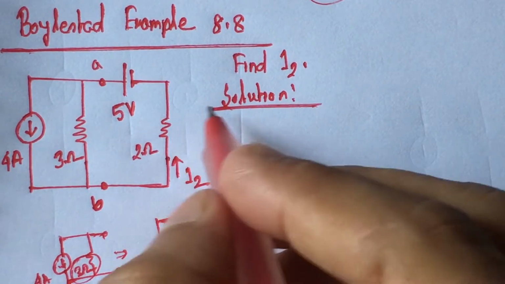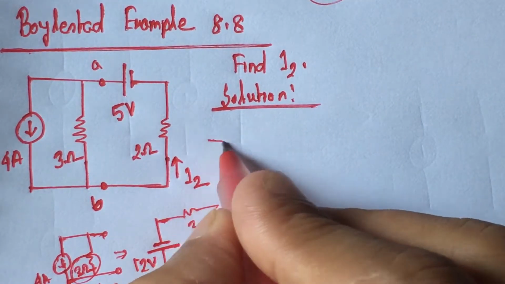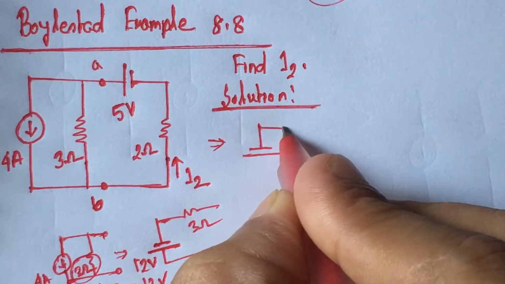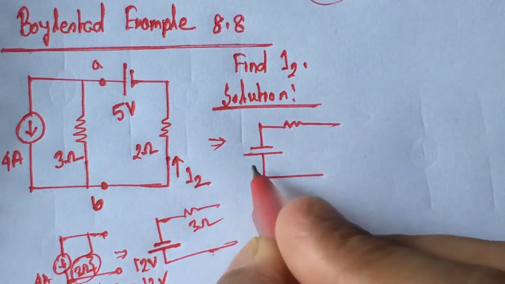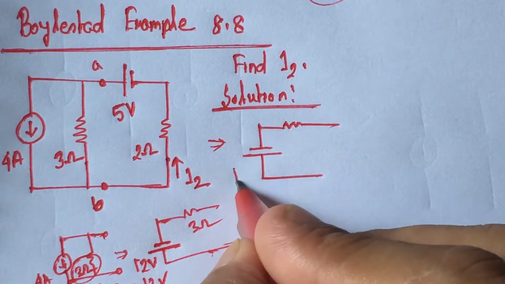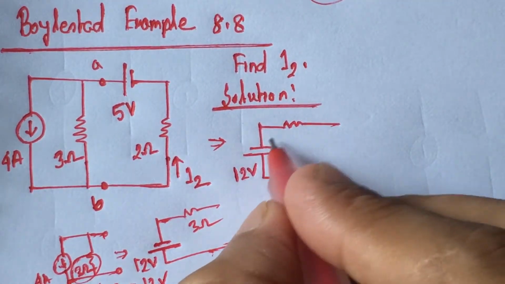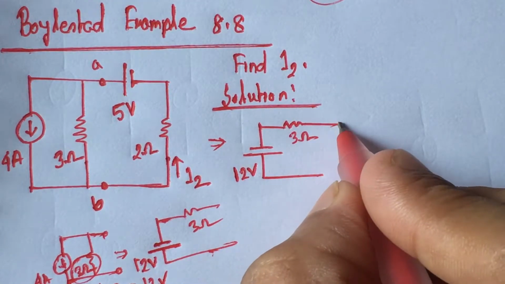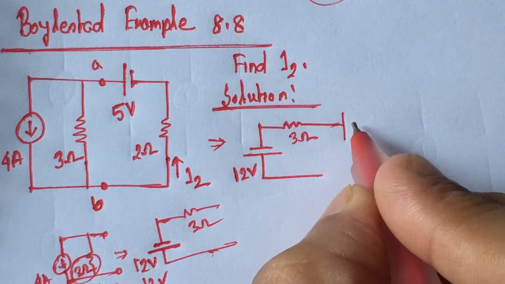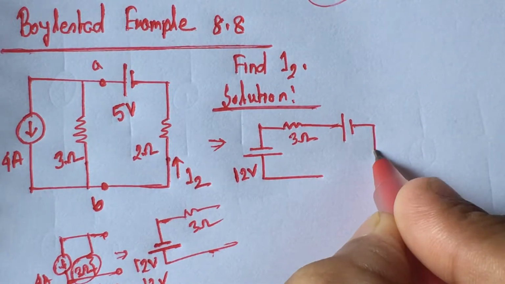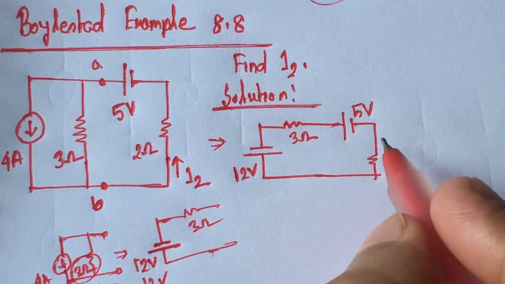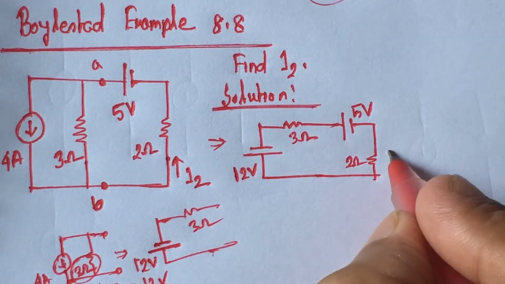Now if we redraw the circuit, it will become as follows. From this point, this is 12 volt with this polarity, and this is 3 ohm. So this is 5 volt, and this is 5 volt, and this is 2 ohm. This is I2.